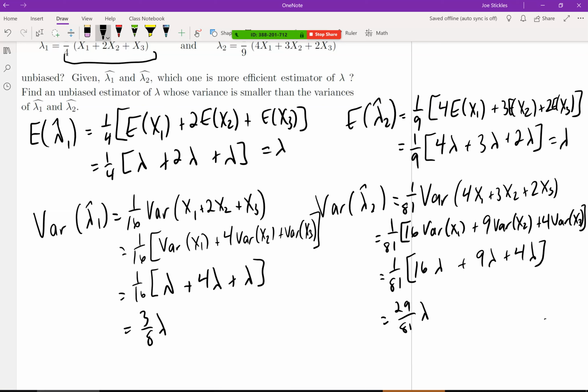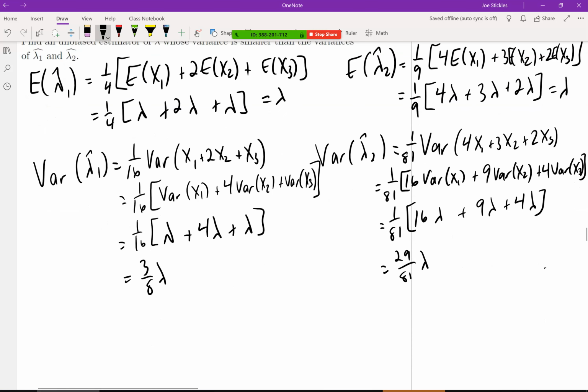All right, so now I just need to figure out which one's smaller. Let's see here. Of course, they give us denominators that don't match very well, but that's okay. So, what would we need to do? Multiply the 3 by 81 and the 29 by 8 to compare it.